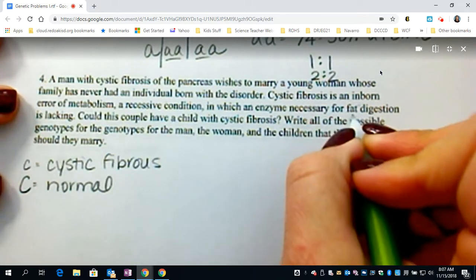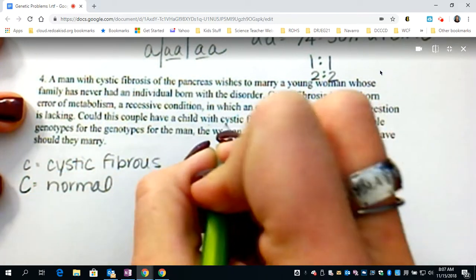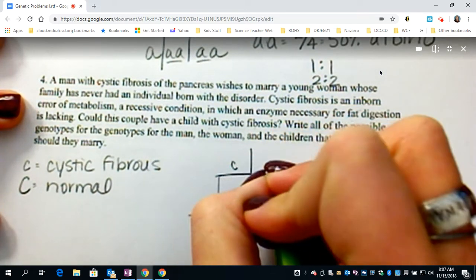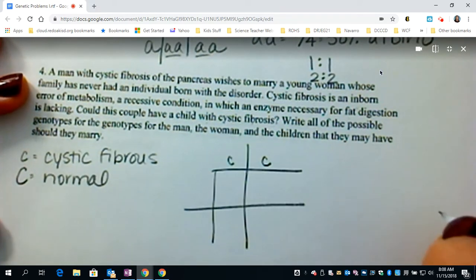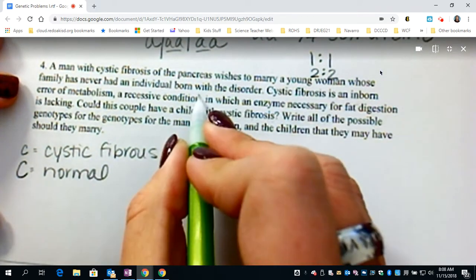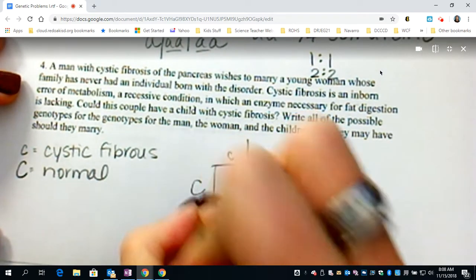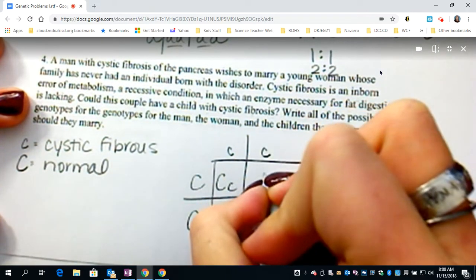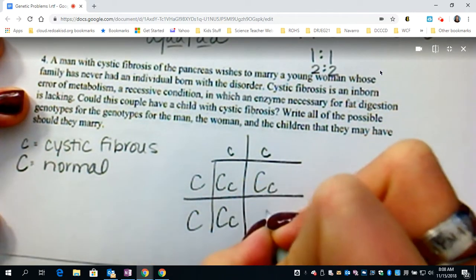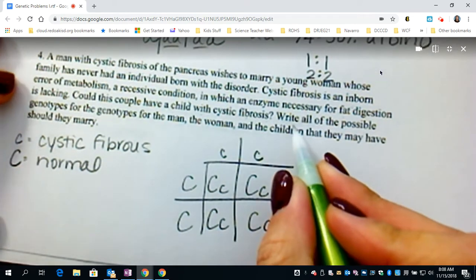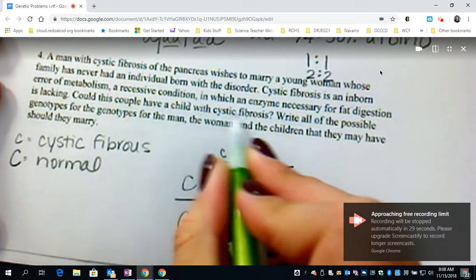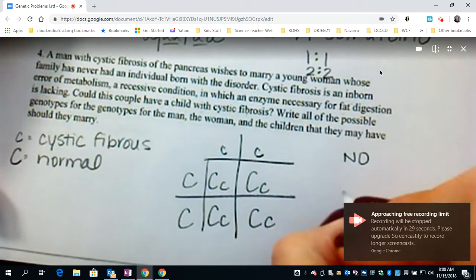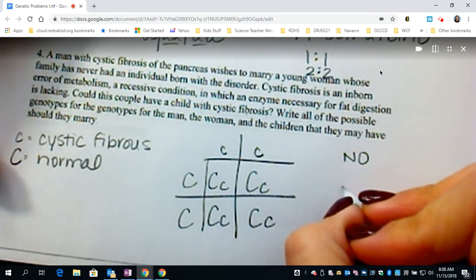It says, could this couple have a child with cystic fibrosis? Okay, so the dad for sure has two little c's because he has cystic fibrosis. And it says that nobody in the woman's family has ever had it, so there's no chance that she's a carrier. So here would be the cross for all their kids. And the question says, could this couple have a child with cystic fibrosis? The answer is no. Write all the possible genotypes for the man, the woman, and the children.